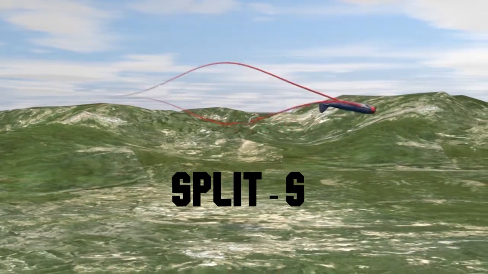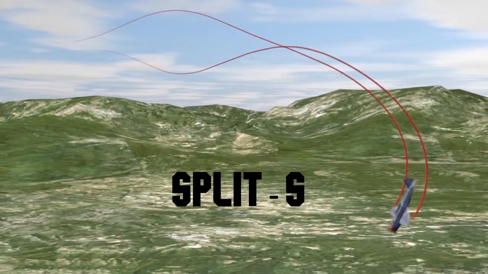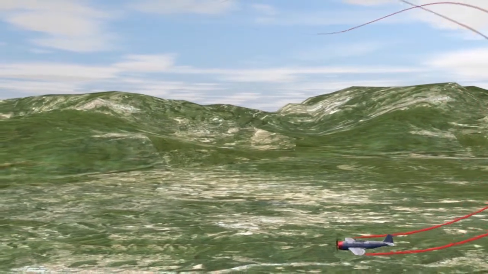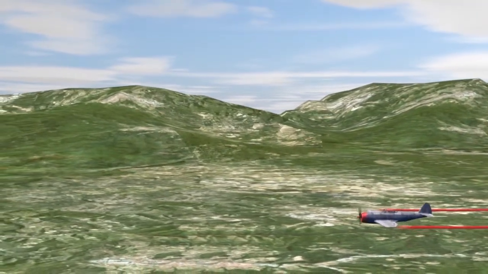Before executing a descending half loop, the pilot rolls the plane upside down and pulls back on the stick. The plane then exits level and with increased airspeed.